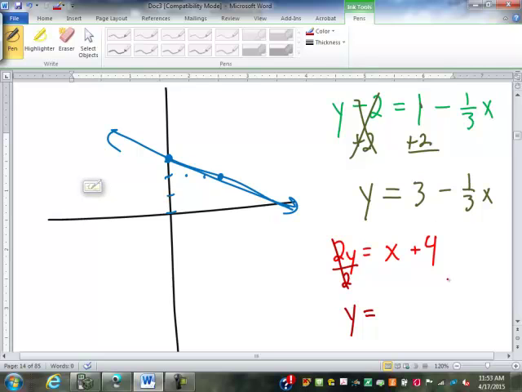As always, we have to do the exact same thing to the other side of the equation. But when we multiply or divide, we have to do it to each piece on each side of the equation. So we're going to divide this whole side by 2.